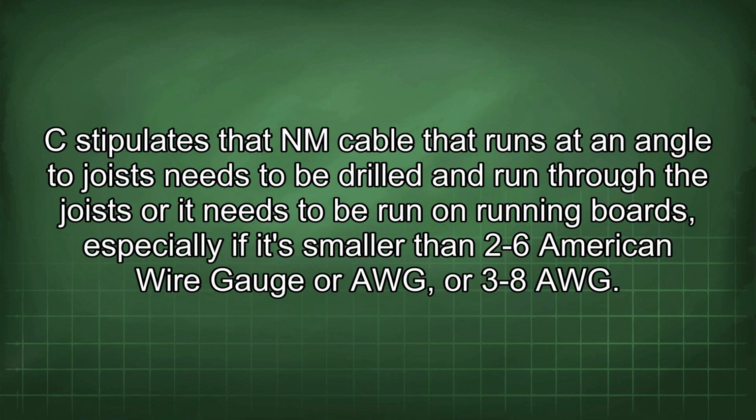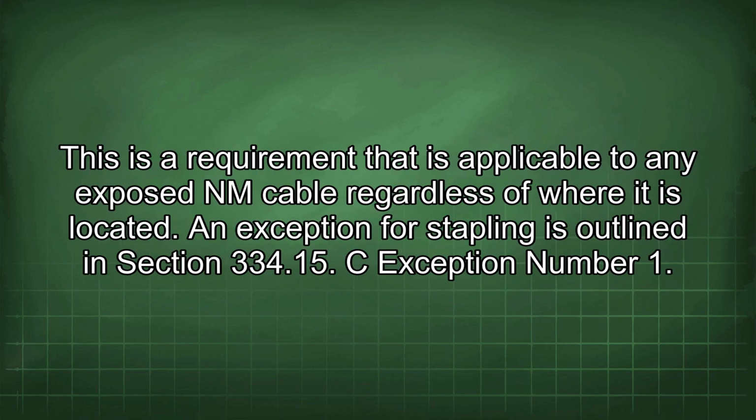section 334.15(C) stipulates that NM cable that runs at an angle to joists needs to be drilled and run through the joist, or it needs to be run on running boards, especially if it's smaller than 2-6 American wire gauge, or AWG, or 3-8 AWG. This is a requirement that is applicable to any exposed NM cable regardless of where it is located.